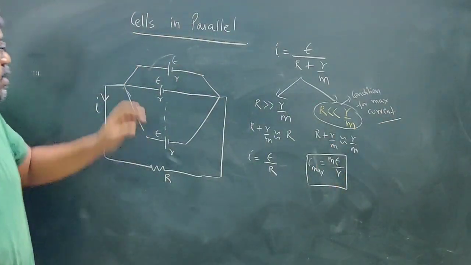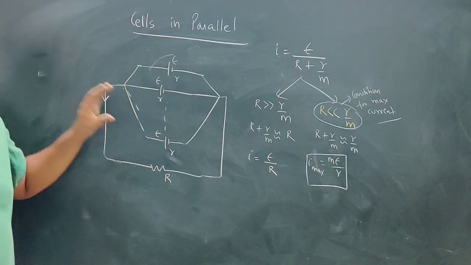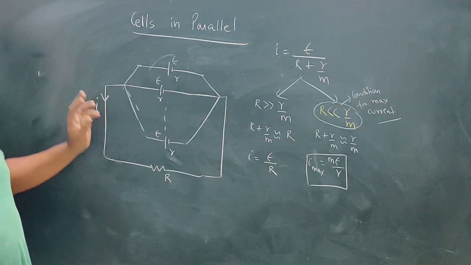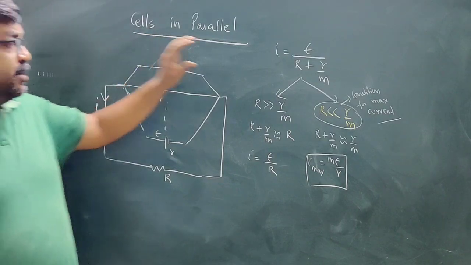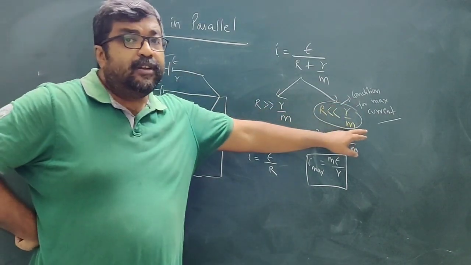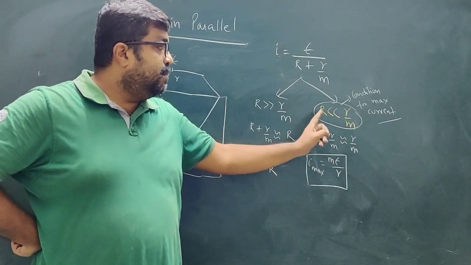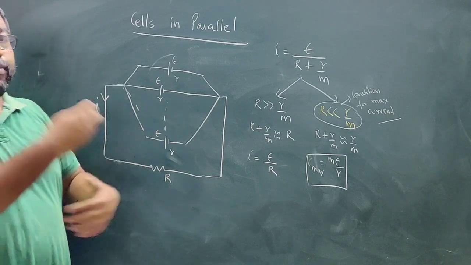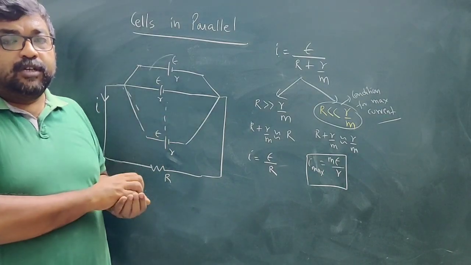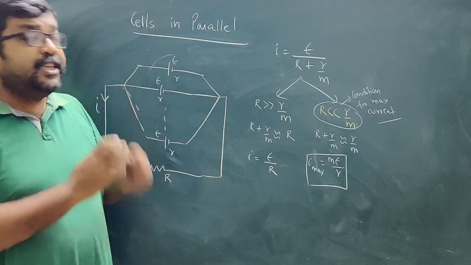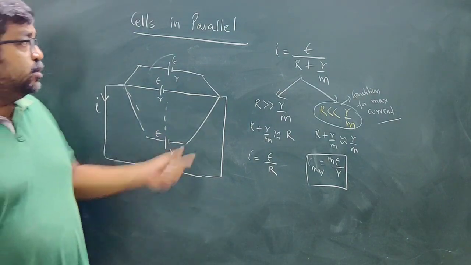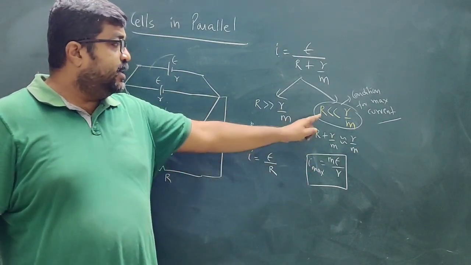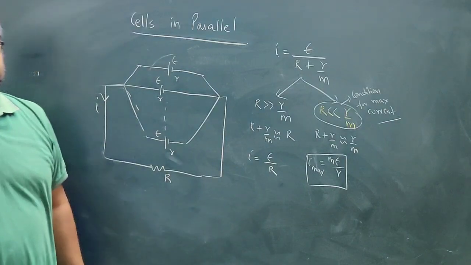So for parallel grouping of M identical cells, if you wish to draw maximum current from the grouping of cells, then the condition is the total internal resistance of the cell combination must be much greater than the external resistance. Okay, so this is just the opposite to what we got as the condition for maximum current in series grouping of cells. So this is the expression for equivalent current, this is the expression for maximum current, and this is the condition for maximum current.